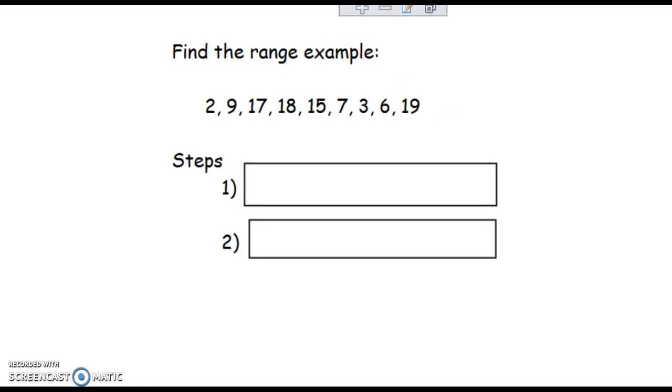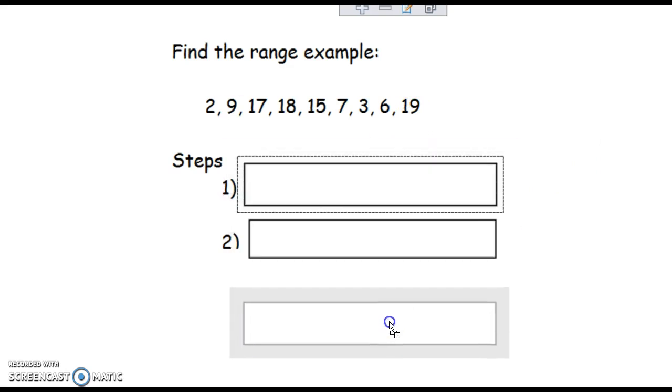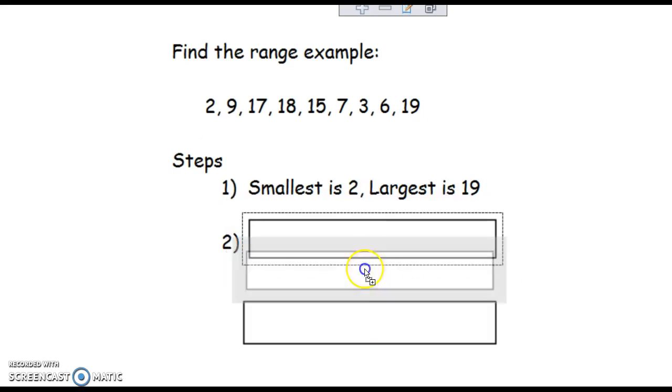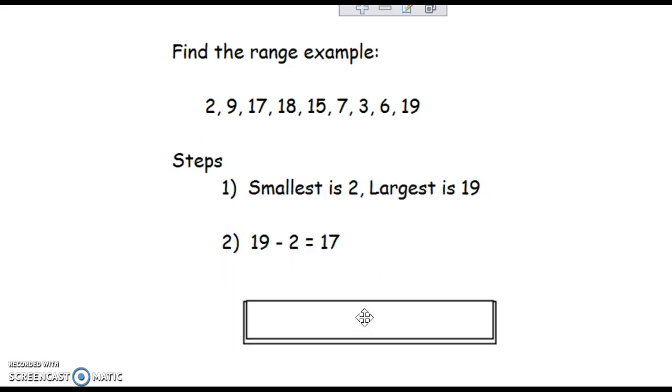Let's take a look at an example. Let's find the range of these values. Step 1, I want to determine what is the biggest value and the smallest value. 19 looks like the biggest value, 2 looks like the smallest value. Once we have our values, all we need to do is take the larger number, 19, minus the smaller number, which is 2, to give us 17. Therefore, our range is 17.